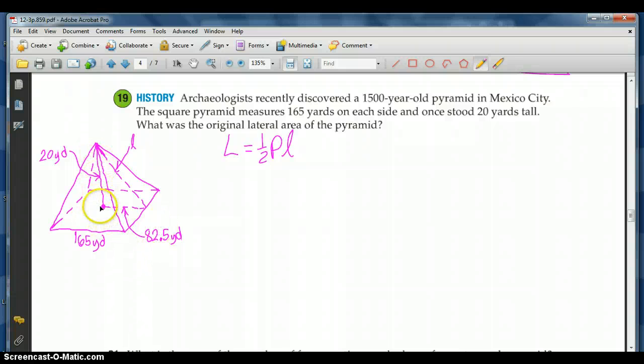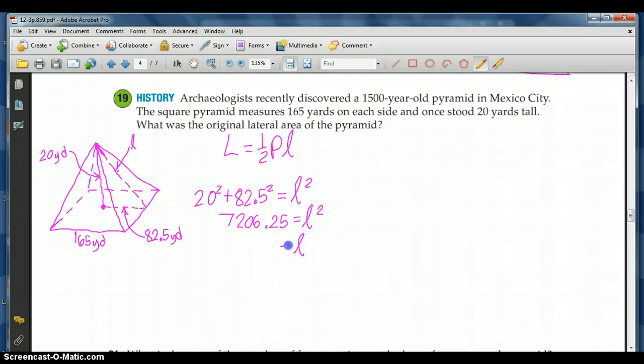I have this right triangle formed by the altitude, and then this would be half the length of a side. So if I take 165 and divide by 2, half of the length of the side of the base is 82.5 yards. And also formed by the slant height. The slant height is the hypotenuse of this right triangle. So I would take 20 squared plus 82.5 squared and set that equal to my slant height squared. So if I square both of these values and find their sum, and then take the square root of that, I now have a value for my slant height.